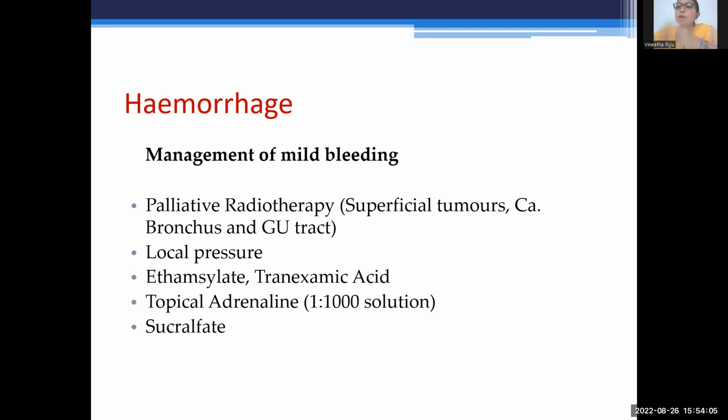And what do we often do? The most common thing that we all do is give a nice good pressure on the bleeding site. Yes, that is also very important. And then, as you can see here on the slide, ethamsylate and tranexamic acid. How can we give ethamsylate and tranexamic acid? I would like to have your thoughts on that. And please, can you write in the chat box? How would you want to give ethamsylate and tranexamic acid?